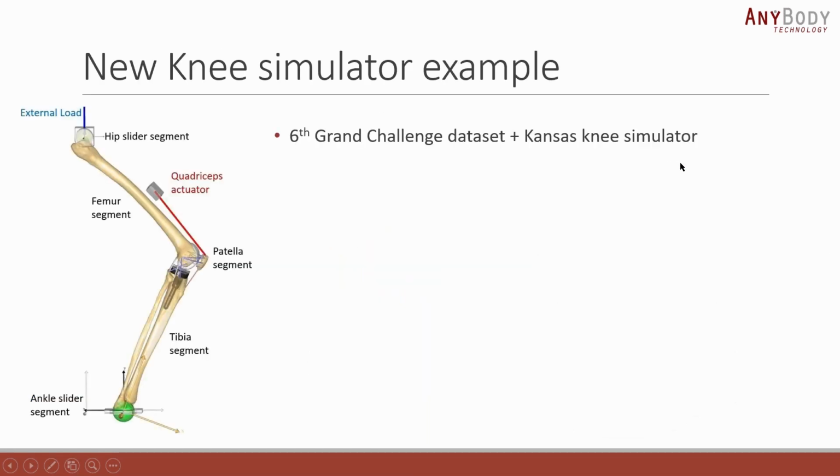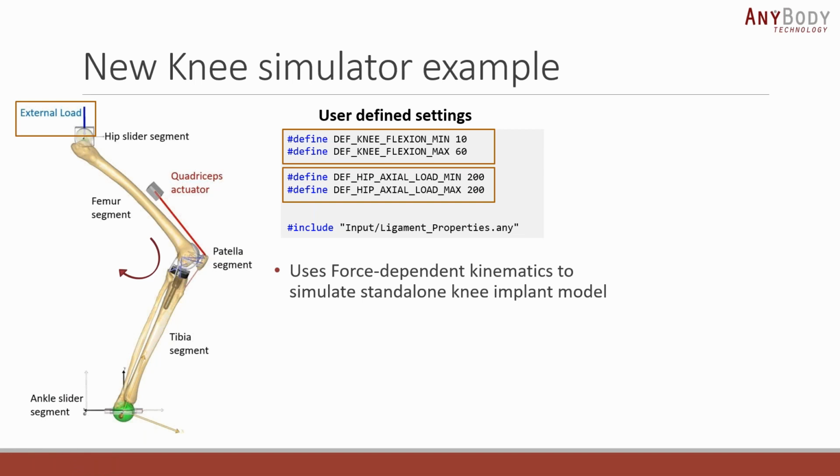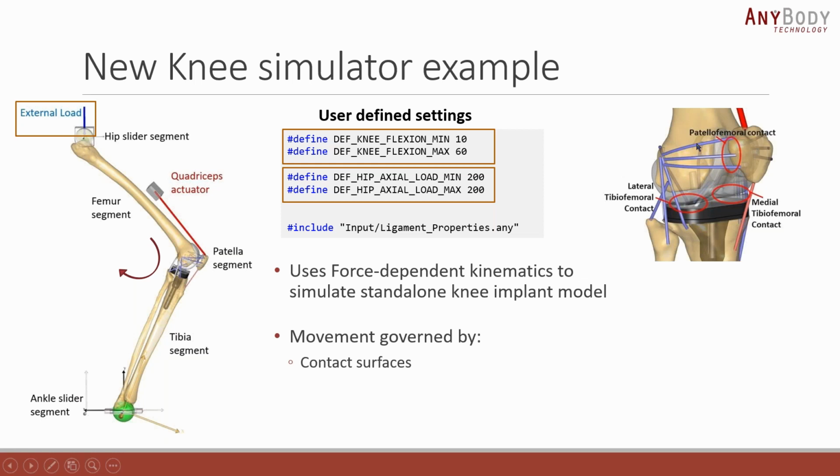The second addition to AMMR is the new knee simulator example, and this combines the 6 Grand Challenge dataset with the design of the Kansas knee simulator. What users can do here is define the flexion angle they would like of the tibiofemoral joint and also the applied load at the hip. Then we pair this with force-dependent kinematics to simulate the standalone knee implant model. This allows movement to be governed by the contact surfaces, which we've defined to be at the patellofemoral contact area, and then the lateral and medial tibiofemoral contacts.